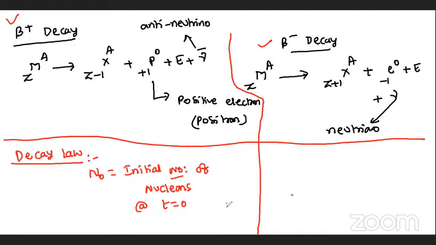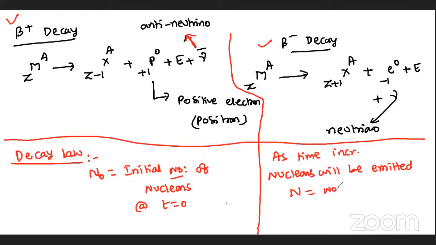Now, as time increases, what will happen? Nucleons will be emitted. So, I am considering n as the number of nucleons emitted. అంటే ఎన్ని నెంబర్ ఆఫ్ న్యూక్లియన్స్ బయటికి వెళ్ళినాయో చూస్తాను.